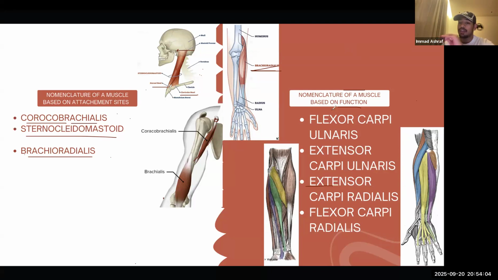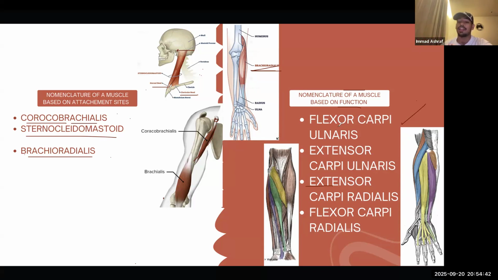And then the last type is the nomenclature based on function. So these over here are flexor muscles of the forearm. They help you flex your forearm. And then you have extensor muscles of your forearm, which are these ones over here. So the flexor muscles help you flex. Flexor carpi ulnaris means it helps you flex. These muscles help you flex your fingers, not your forearms. My bad. So flexor carpi ulnaris helps you flex your ulnar side, your pinky finger. Okay. Extensor carpi ulnaris helps you extend your pinky.